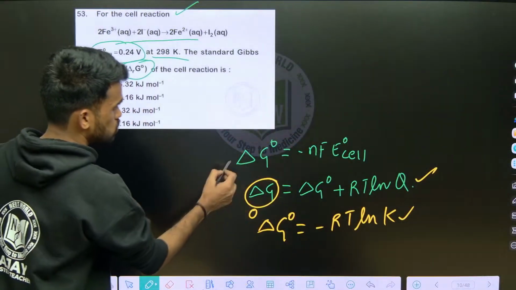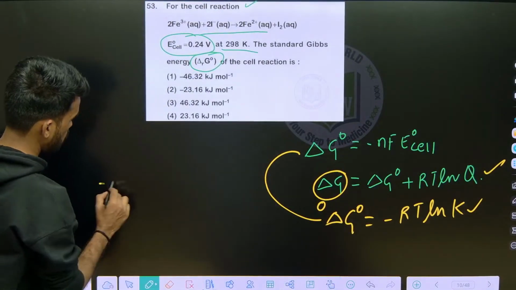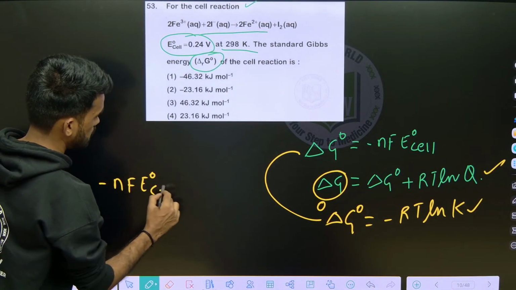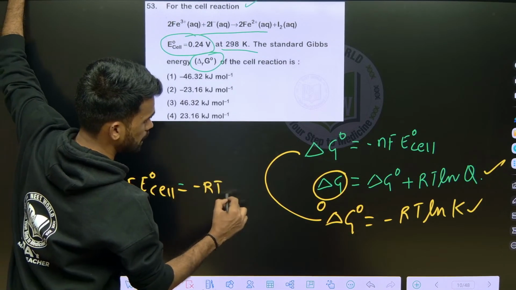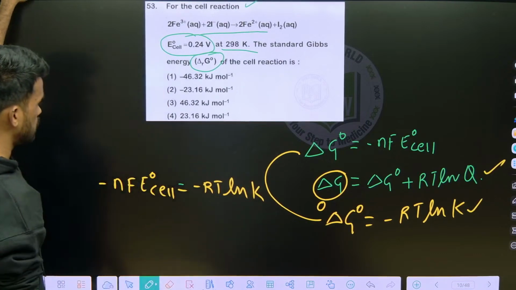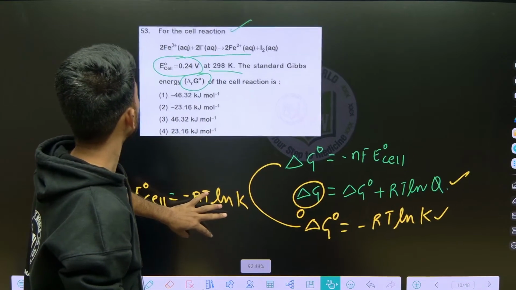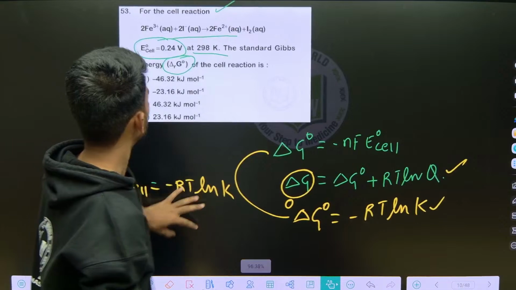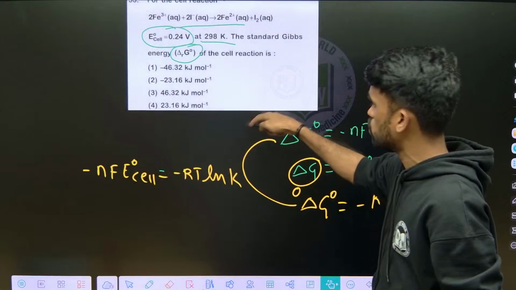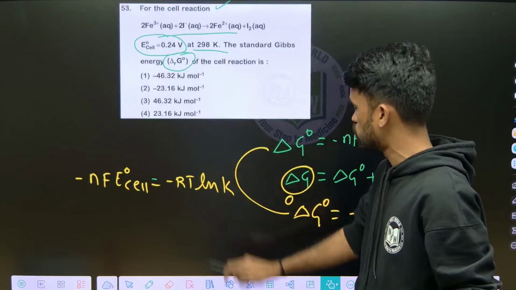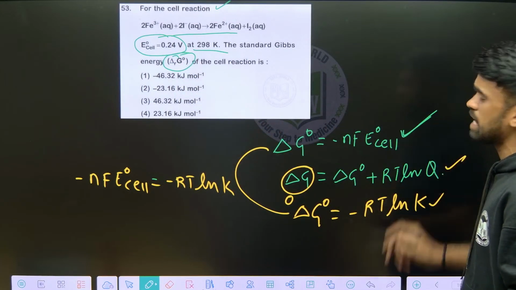So using these two equations, I am writing an equation here: minus nF E0 cell equals minus RT ln K. So directly, from this, if they ask for E0 cell, we have to use this relation, or if they ask for K, you have to use this relation. Here they are directly asking delta G0, right? So this equation is directly enough for this.